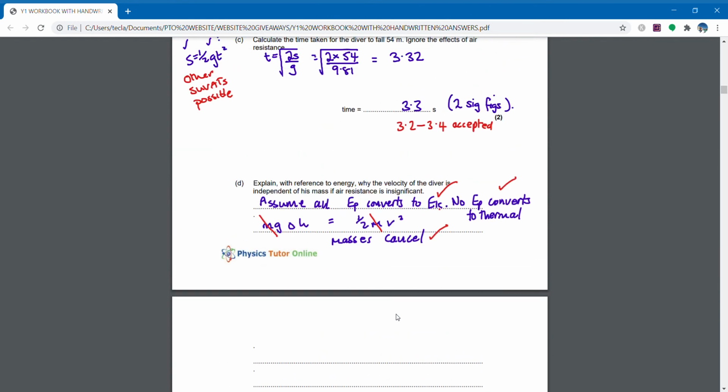So this is 3 marks. 1 mark for assume all potential energy converts to kinetic, 1 mark for no potential energy converts to thermal, and the 3rd mark is for saying the masses cancel, or for writing this out and showing with dashes through the m's that they cancel.